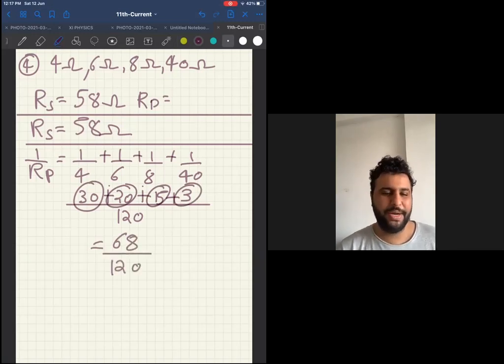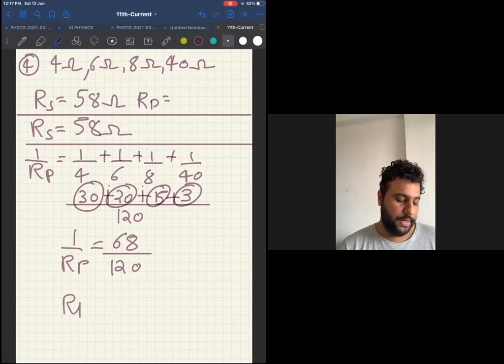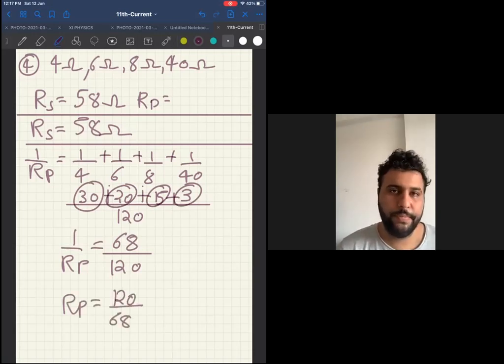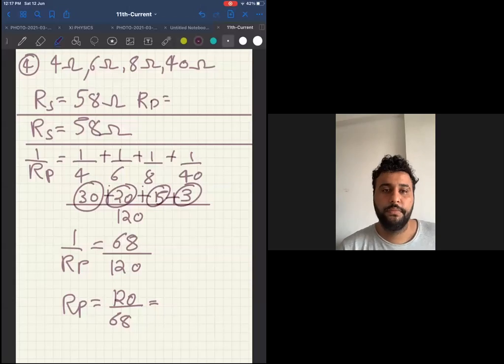You can simplify it by 2, 3, 4, whatever. But now keep it like this. This is 1 upon RP. Therefore, RP will be 120 by 68. The number which goes very well, I think, will be 4. Or else which number can go? I think 4 goes very well.